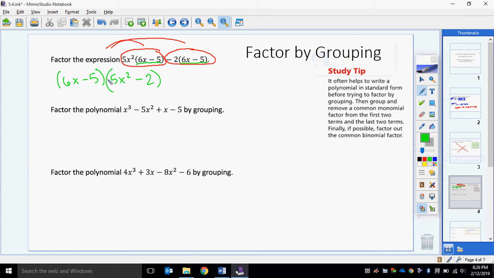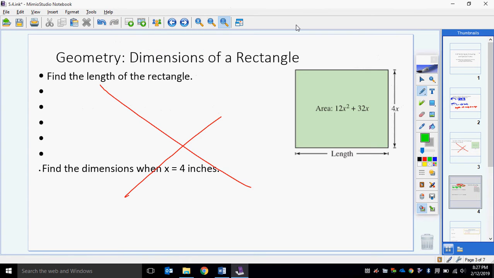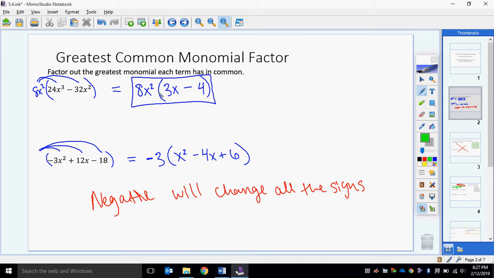Notice when you factor out, you're not putting an addition sign or a subtraction sign in between there. It's multiplication. They're two parentheses. All right, just like we did with our monomial, it's multiplication holding them together because you're distributing it back in to get the original, right?